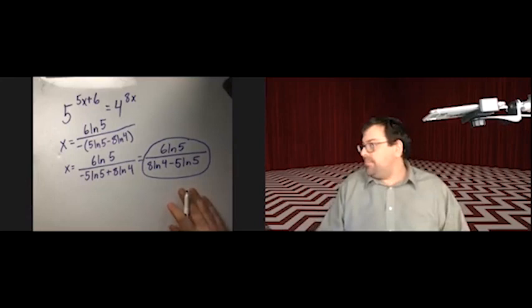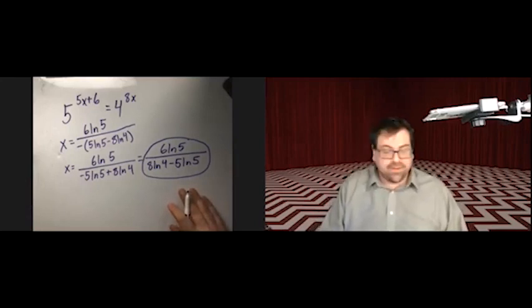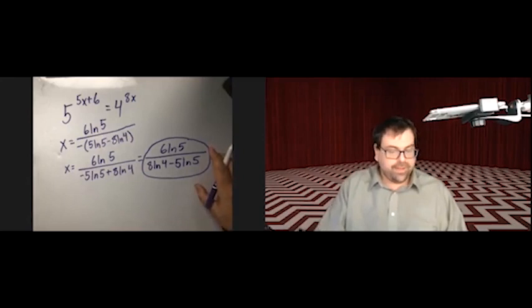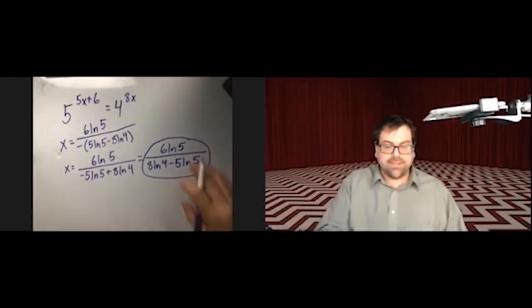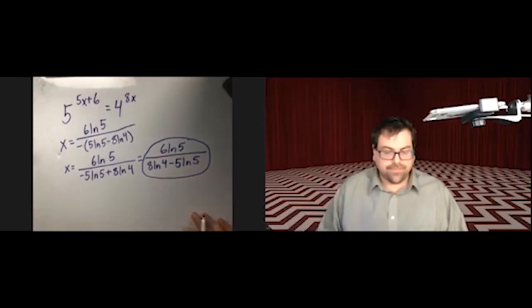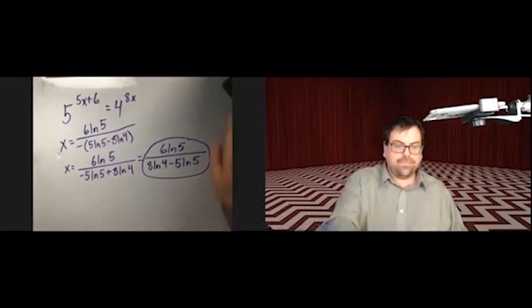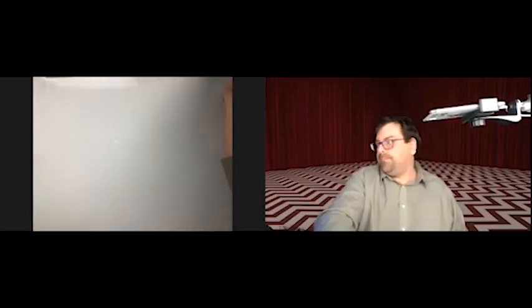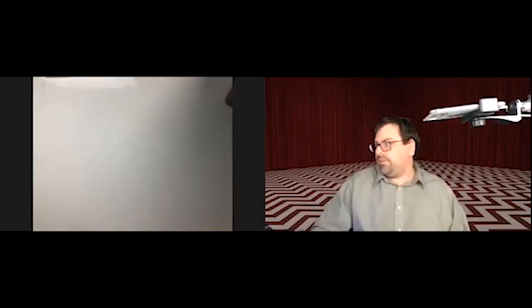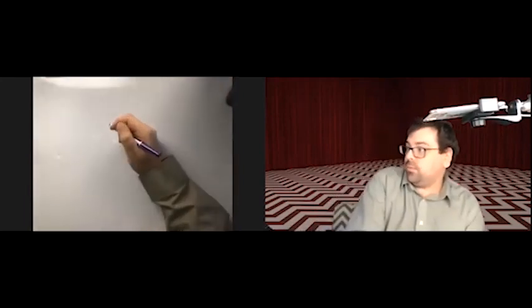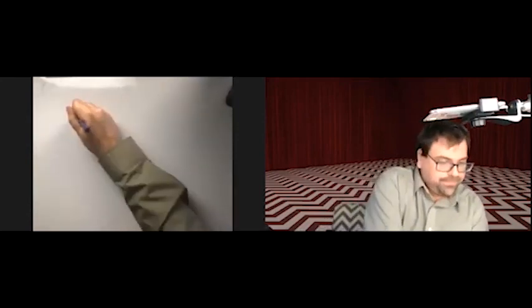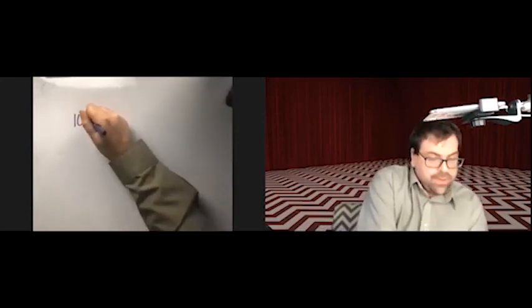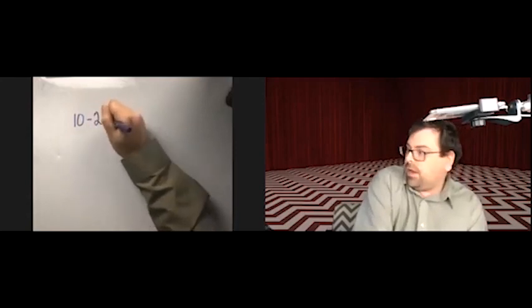And in a calculator, this ends up being approximately 3.1732. But that's not what I'm looking for. I'm looking for the natural log form. X equals this in terms of natural log. Let's look at one more logarithmic equation. Also on the final exam, a problem like this.